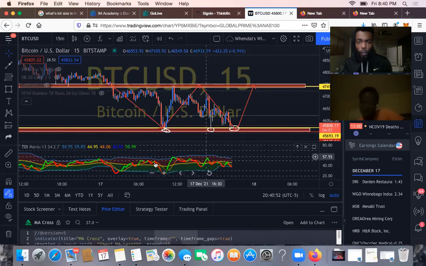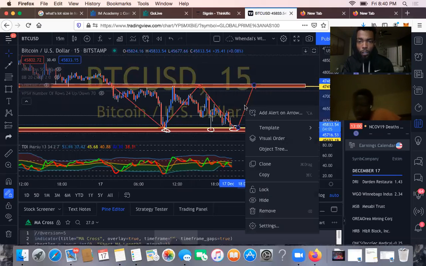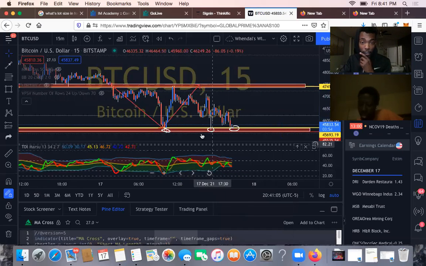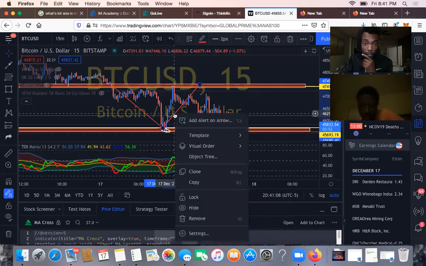But yeah, so that's the zone to zone. All right, so we're gonna delete these because we're not looking for it to bounce off that zone anymore. We're gonna look at something different. So this method is called a break and retest. Break and retest method is next.